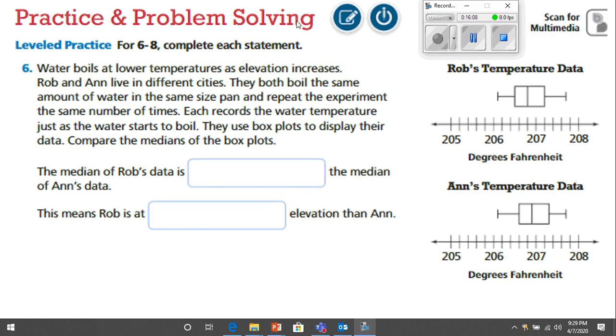Next, we're going to practice some problem solving, and that's your homework. So I'm stopping the video here since the lesson's ended. Please try to do your homework as best you can.